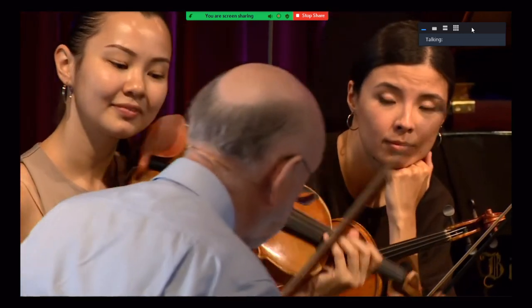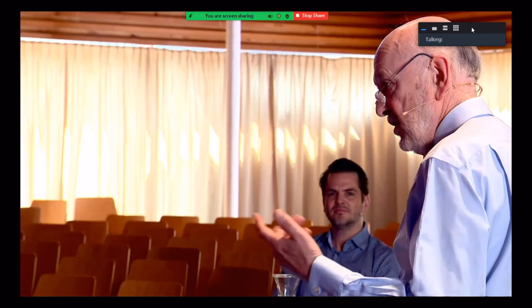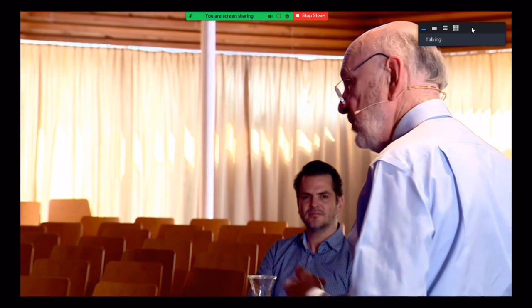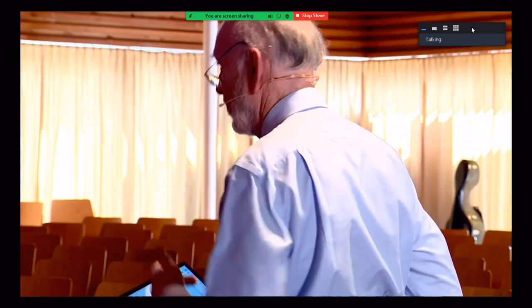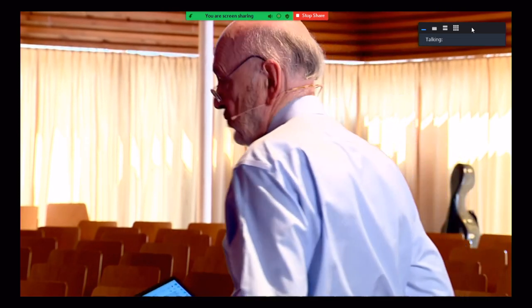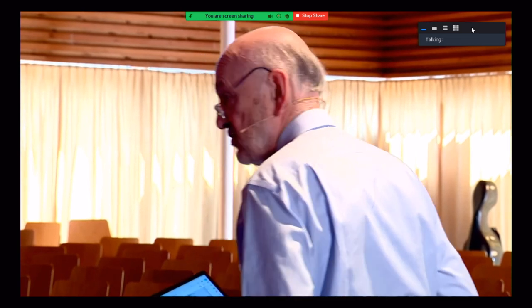Okay, but it shouldn't be combined with a continuous vibrato. The vibrato should be saved up for the most important notes, but not be continuous. Because if you start combining vibrato and portamento, it begins to get over-sentimental. And it might be one of the reasons why the portamento disappeared with the continuous vibrato coming in the 20th century.